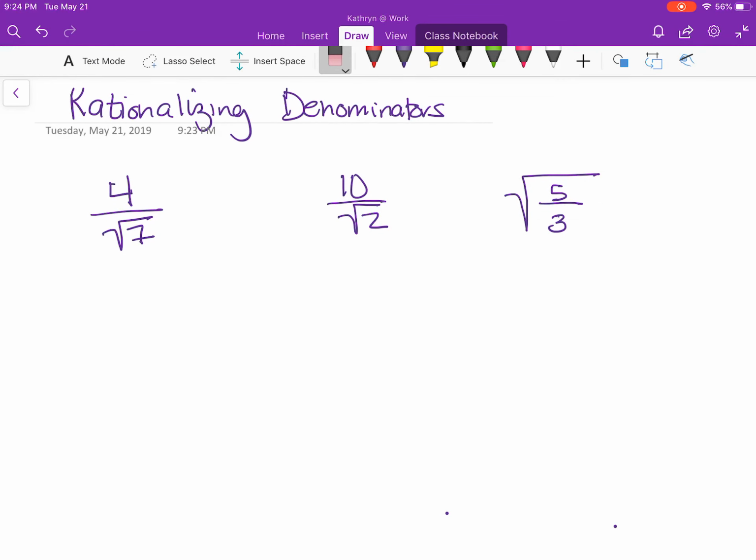Hi there, Math Rockstars. Let's take a look at rationalizing denominators. I've got 3 examples here, and I'll talk through each of the steps.